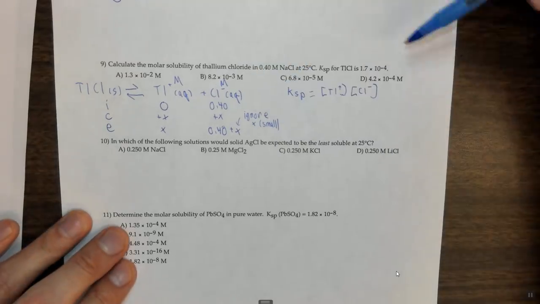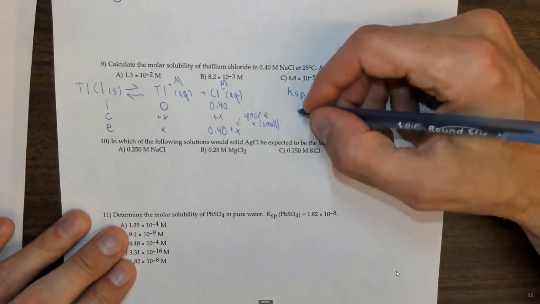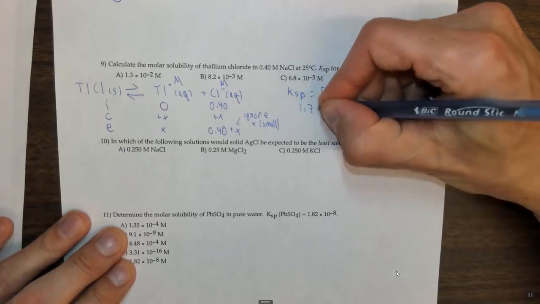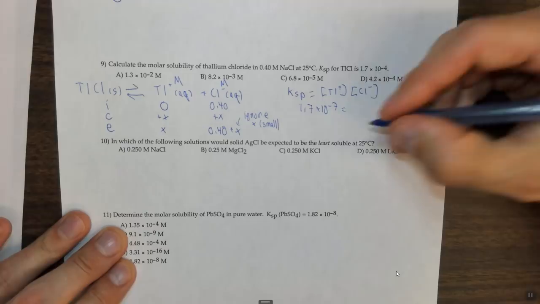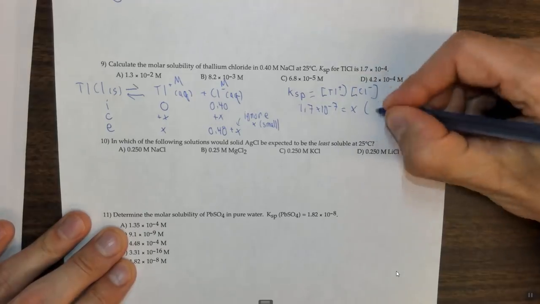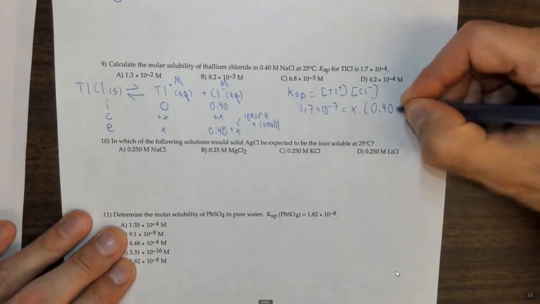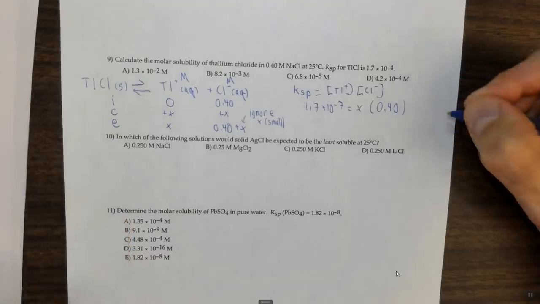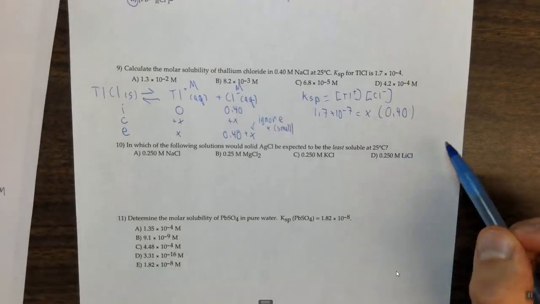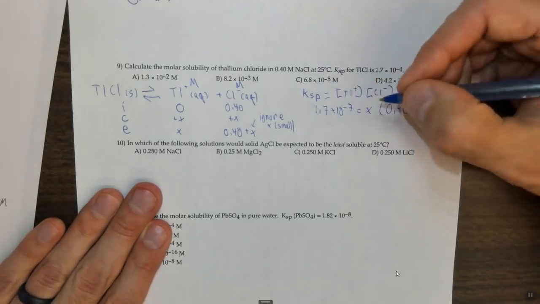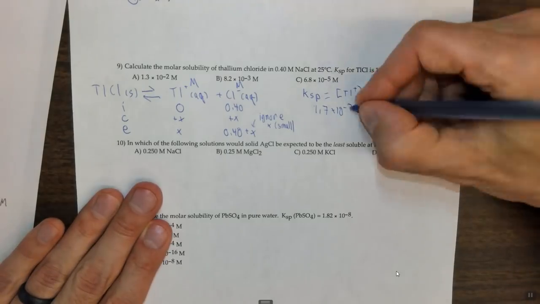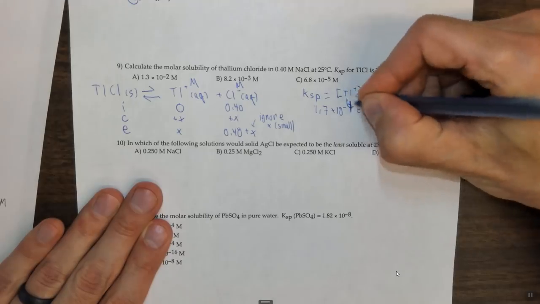Now we can plug in. KSP, which is given, 1.7 times 10 to the minus 4, equals X times 0.40, not 0.40 plus X, because then we'd have to use the quadratic equation in order to solve it. We divide here. This shouldn't be minus 7. This should be minus 4. It's 1.7 times 10 to the minus 4.